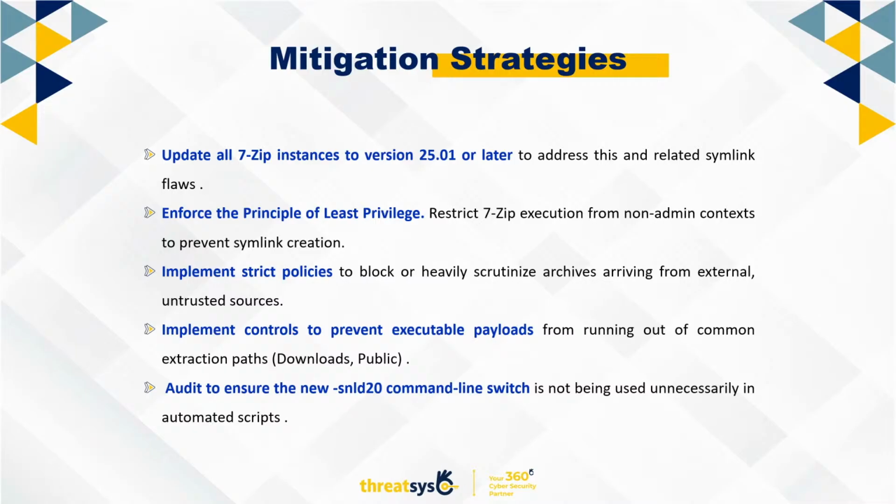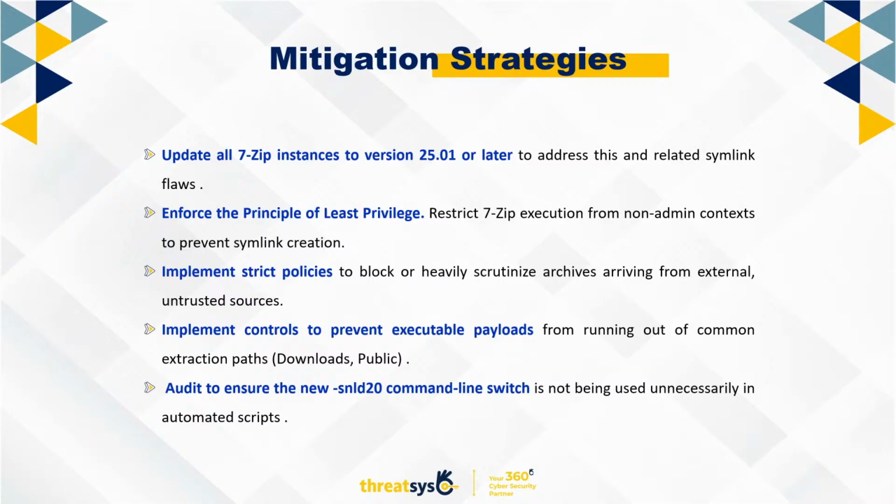As I have shown you, the latest version throws an error telling that the symlink cannot be created. Then privilege restriction. Ensure that least privilege is provided, specifically restricting 7-zip execution from non-admin context to prevent it from successfully creating the redirecting symlink. Then implement a strict policy to block or heavily scrutinize archives arriving from external untrusted sources.